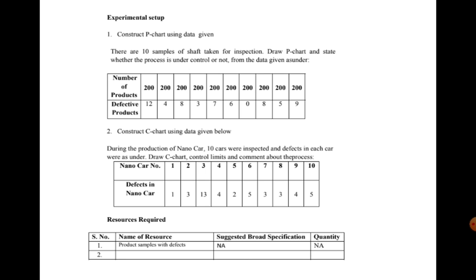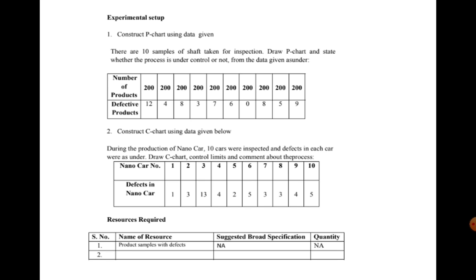Over here we are going to check the number of defects given. The p chart is represented. This is the example from the data. There are 10 samples, and in the 10 samples the number of products is 200. From the 200, the defected products are indicated: 12, 4, 8, 3, 7, 6, 0 defects, 8, 5, 9. From this data we will see how to generate this p chart.